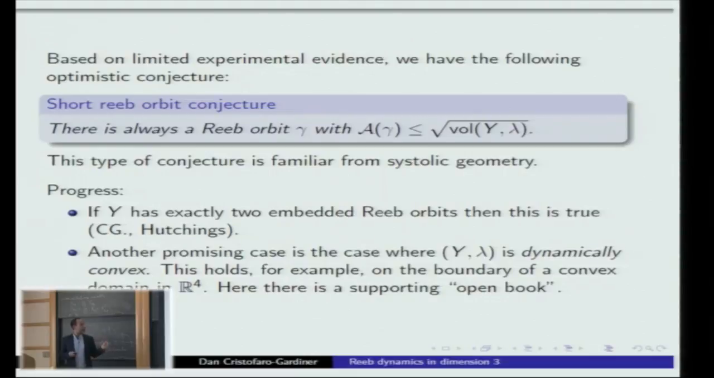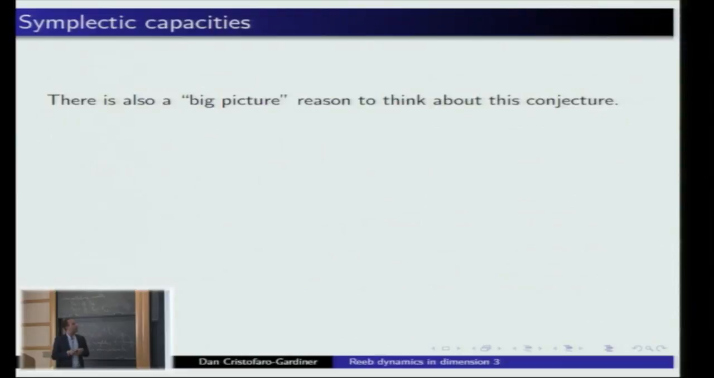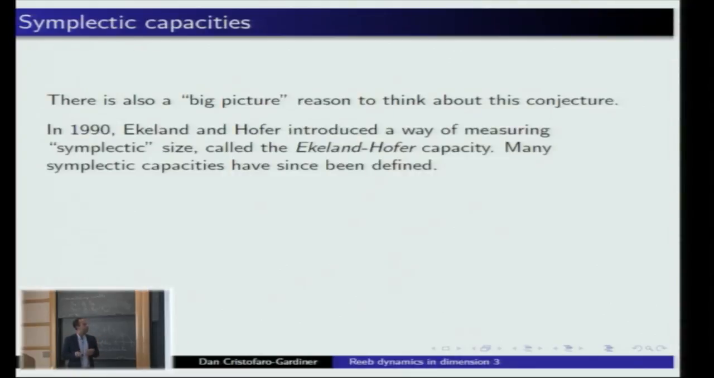And the point here is that there's a supporting open book for the Reeb flow. So you can actually reduce this question to a question about area-preserving maps of the disk, which seems to be more tractable. And before I stop, I want to tell you about a big picture reason to think about this conjecture, which is what originally got me thinking about these kinds of ideas. And that involves symplectic capacities.